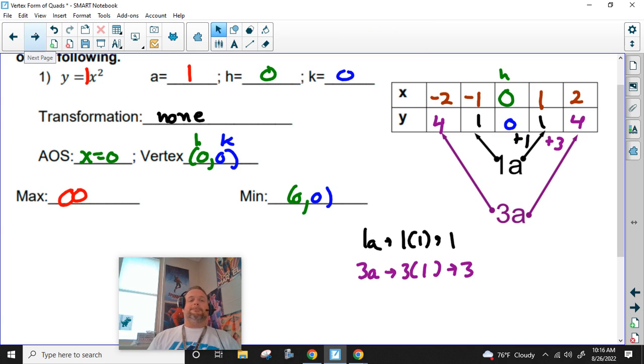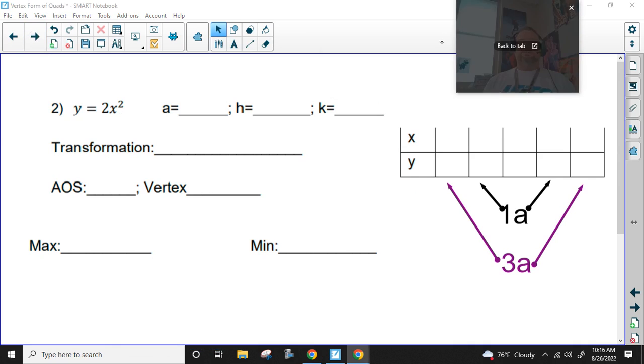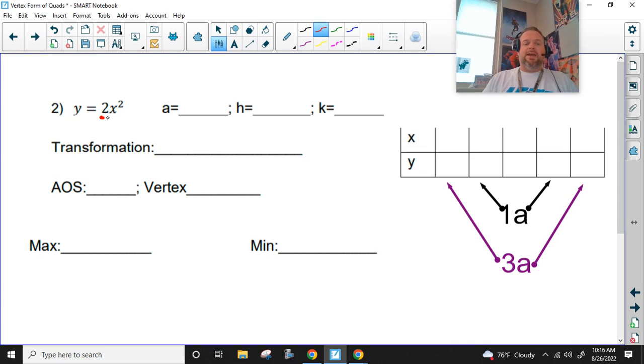Okay. All right. Number 2. What is our A right here for number 2? 2. Okay. We could go ahead and say that transformation if we wanted to. So this has a stretch of 2. Also, we know because this is positive, this is going to have an infinity.